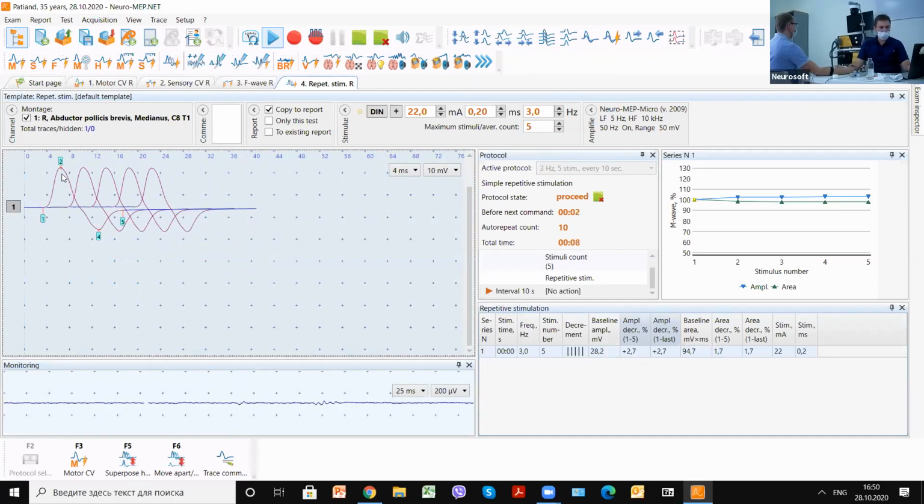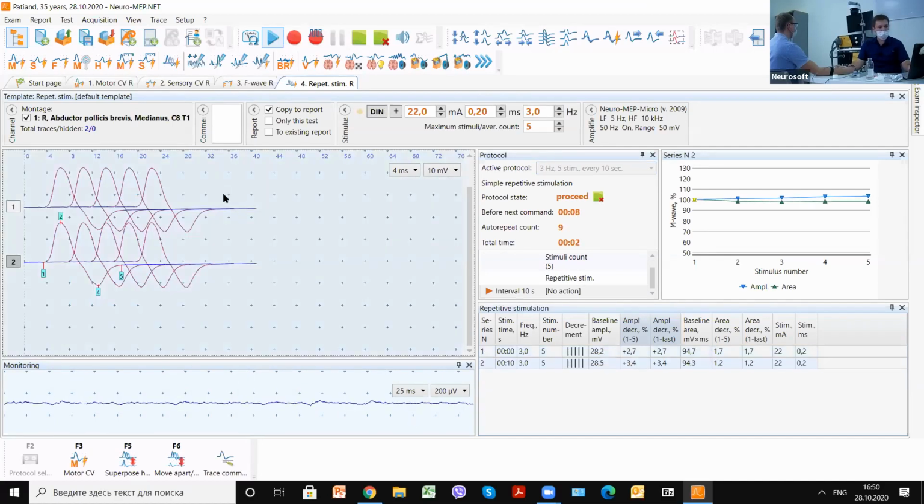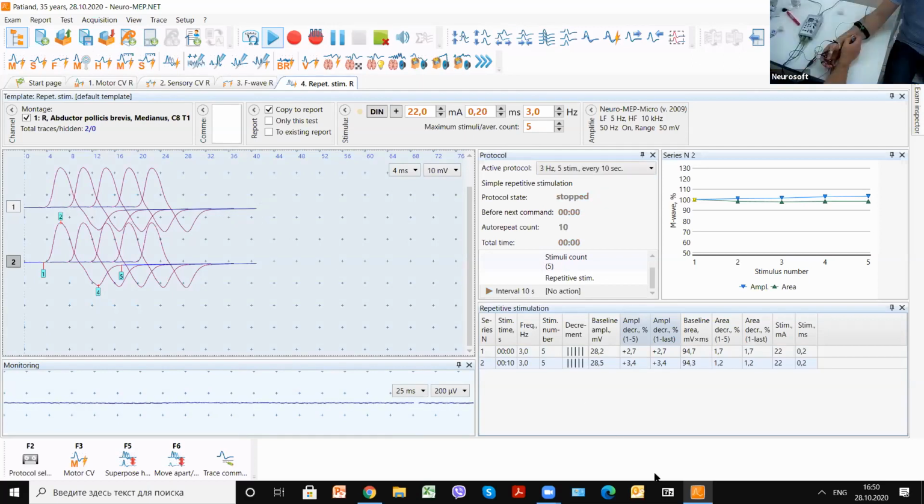The problem will be when the first answer differs. We will repeat it several times and compare the first and fifth answer. Now we don't see any decrement, it's okay. So we can see normal neuromuscular synapses work.